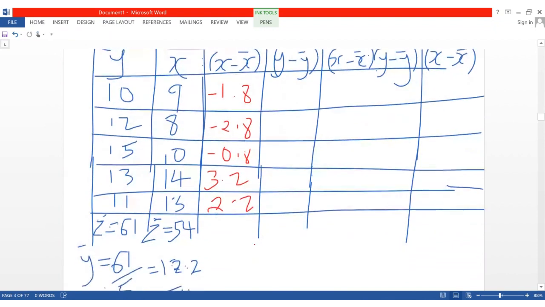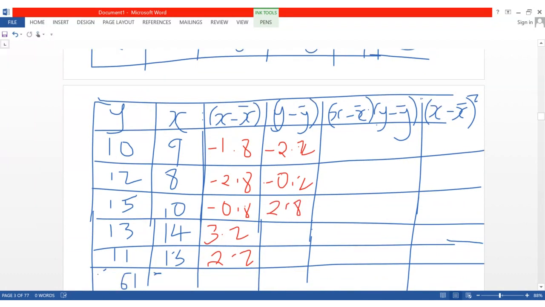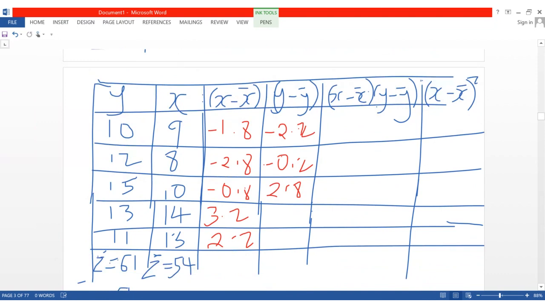Our mean of Y is 12.2. So again, I'll subtract. 10 minus 12.2, that is -2.2. 12 minus 12.2 is negative 0.2. 15 minus 12.2 is 2.8. So I'm taking the values of Y and subtracting the mean. Then 13 minus 12.2, I believe that one will be 0.8. 11 minus 12.2, you get negative 1.2.